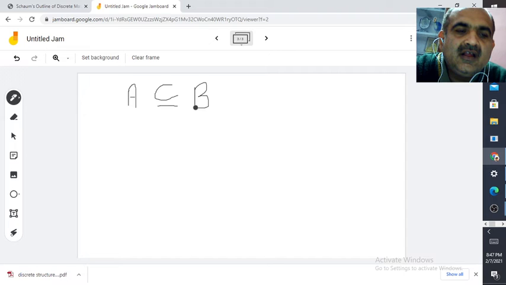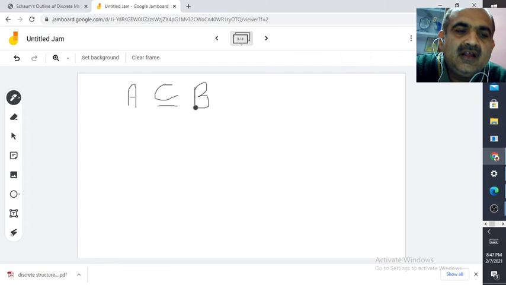So this is reflexive. How is it reflexive? A is a subset of or equal to A. Similarly we can say that B is a subset of or equal to B, where all the elements are equal. Okay, this is reflexive.